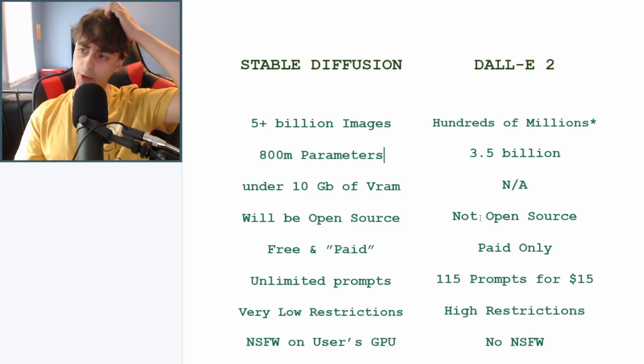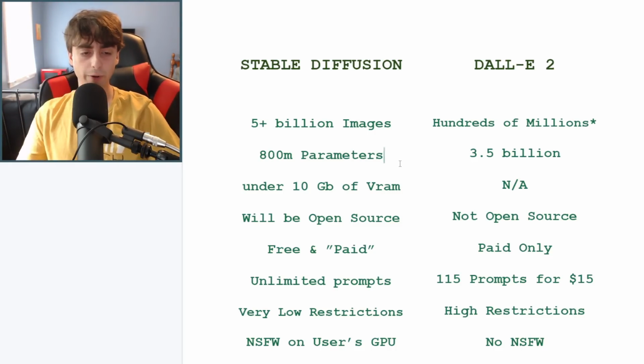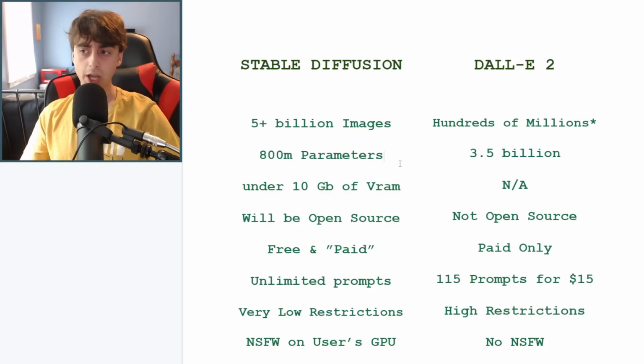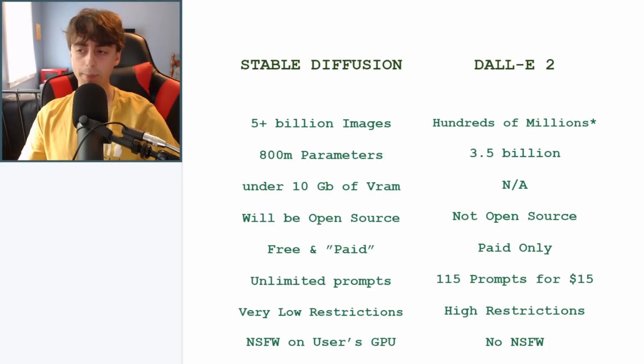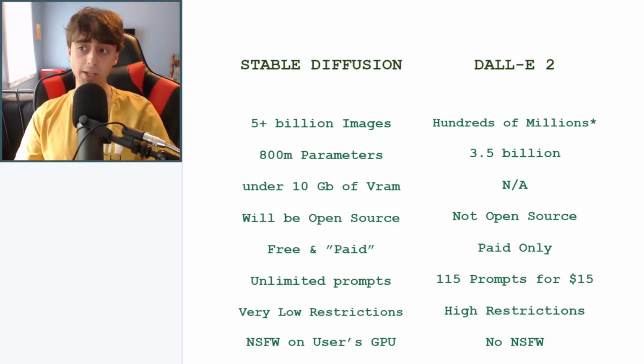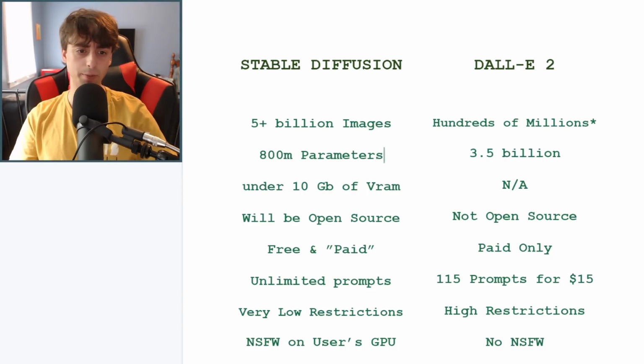Anyways, 800 million parameters for Stable Diffusion, so that's quite a large model. Midjourney is around 4.5 million parameters, for comparison, and Dall-E 2 though is quite a lot bigger at a whopping 3.5 billion parameters, which is quite a large model, but parameters aren't everything, as we can clearly tell from other models such as Midjourney.